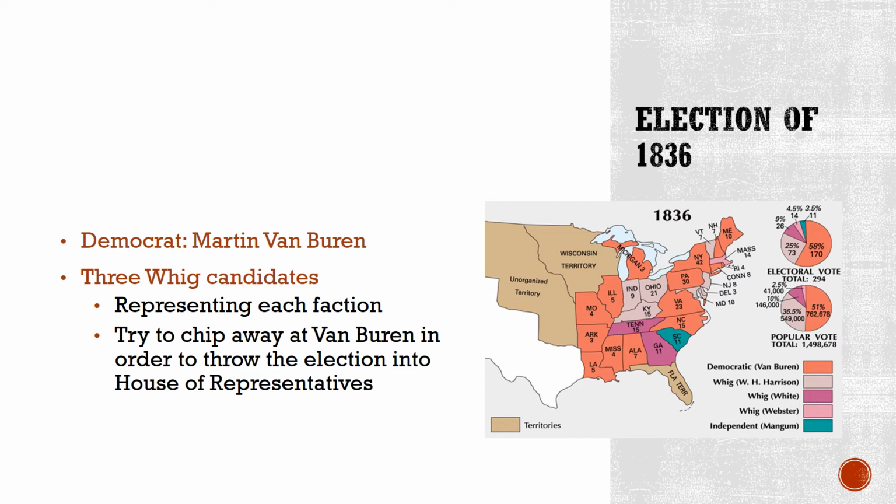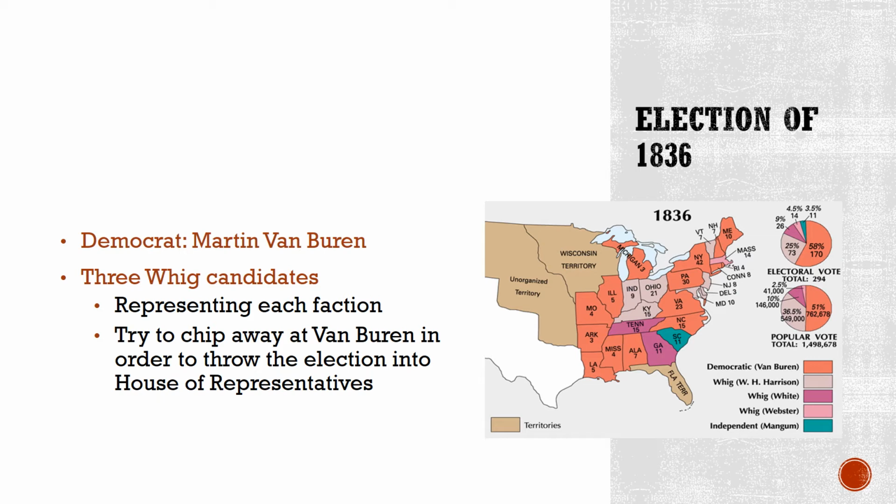In the presidential election of 1836, this is the first time we see the Whig Party at the national level. And they're going to take an interesting strategy. Instead of trying to unify behind one candidate, the Whig Party is going to put up three different candidates.